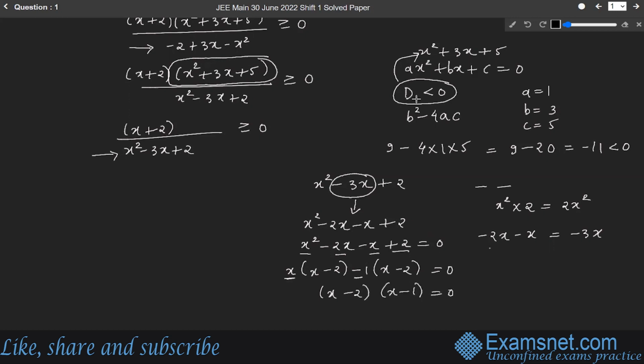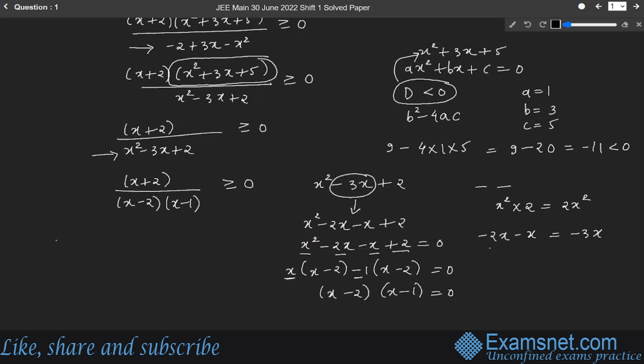So the two factors of the equation x square minus 3x plus 2 are x minus 2 and x minus 1. So let us substitute this value. Numerator is x plus 2 divided by... We have split this equation into two factors, which are x minus 2 and x minus 1. It is greater than or equal to 0.